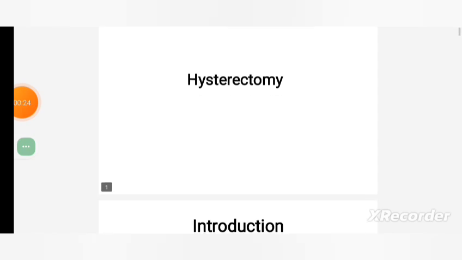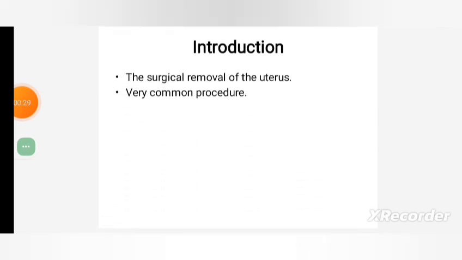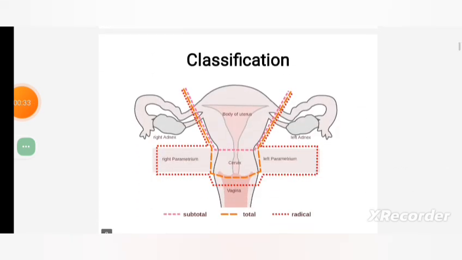Today we discuss hysterectomy. Introduction: the surgical removal of the uterus, a very common procedure. Classification. Now we can see the diagram of the uterus: subtotal, total, radical. These are the subtypes of hysterectomy.